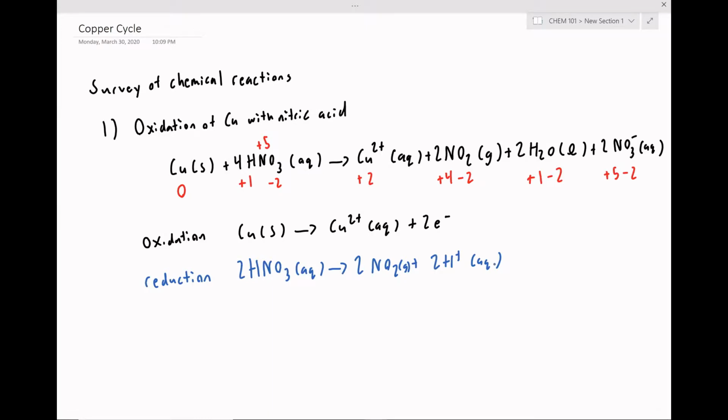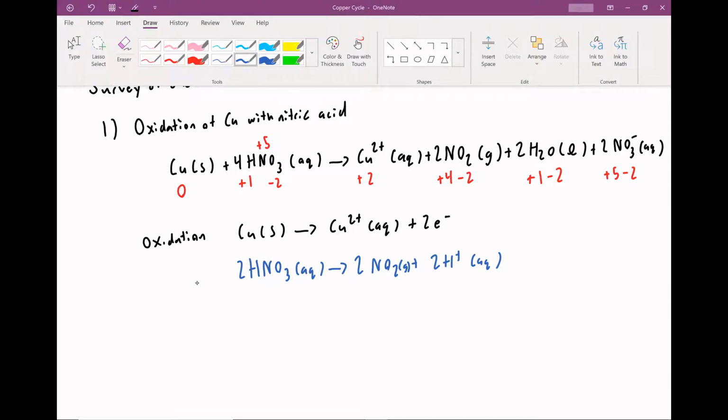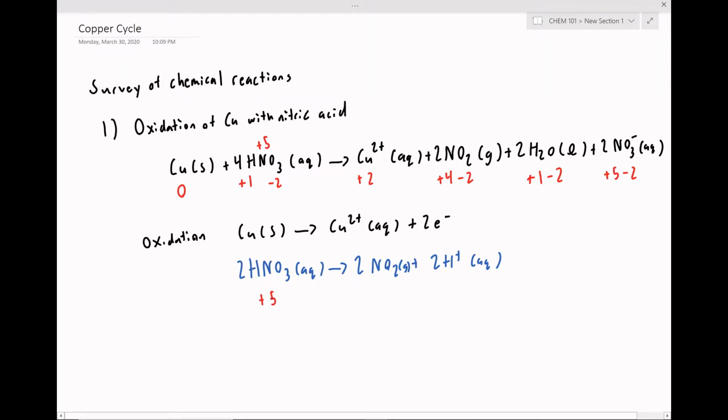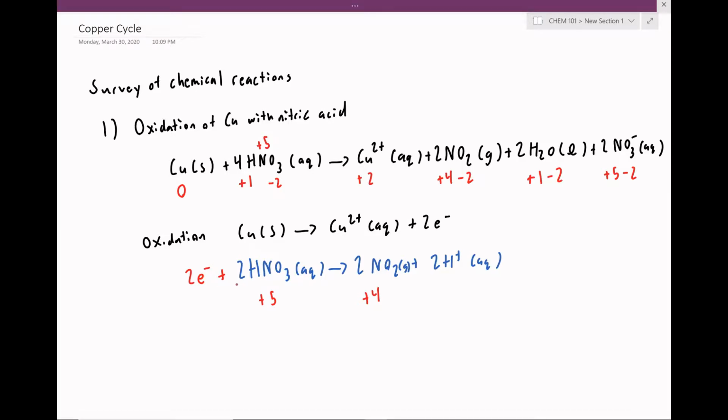Now, taking a look at our oxidation numbers, here we went from a nitrogen oxidation number of +5 to a nitrogen oxidation number of +4. So because our oxidation number has decreased by 1, we have in turn gained a total of 2 electrons, 1 for each molecule of nitric acid.